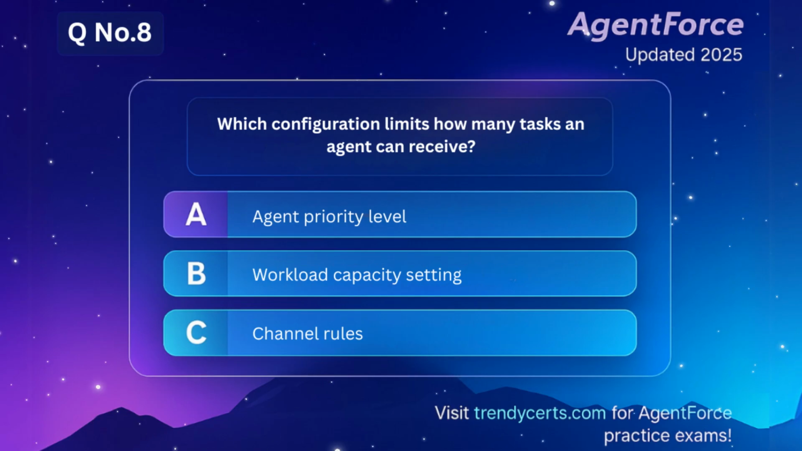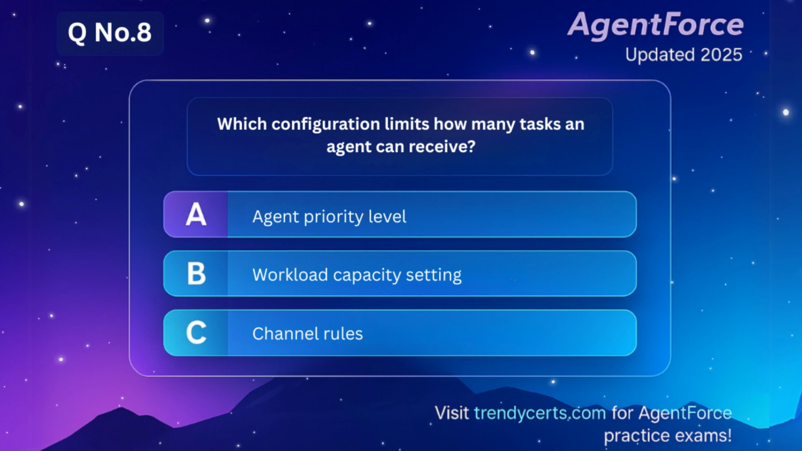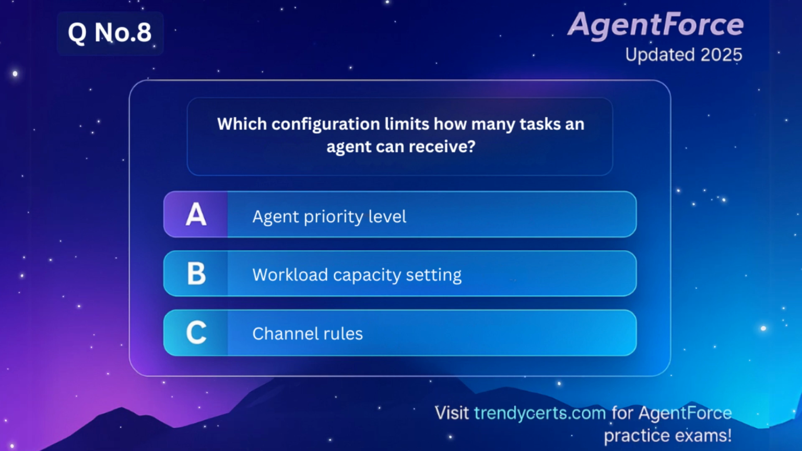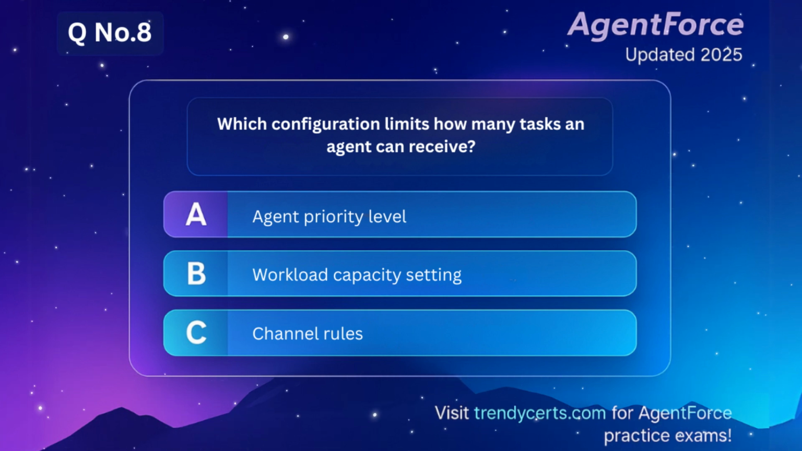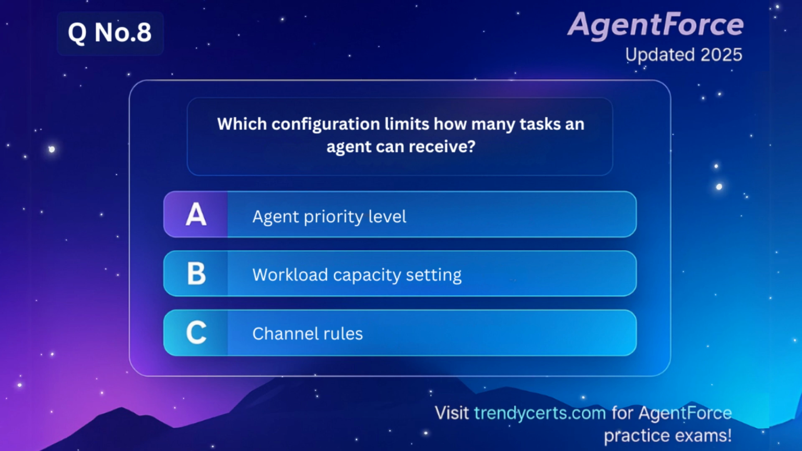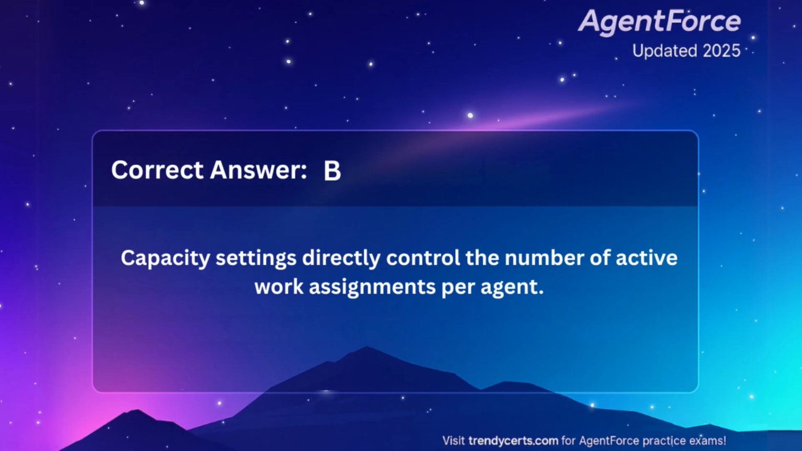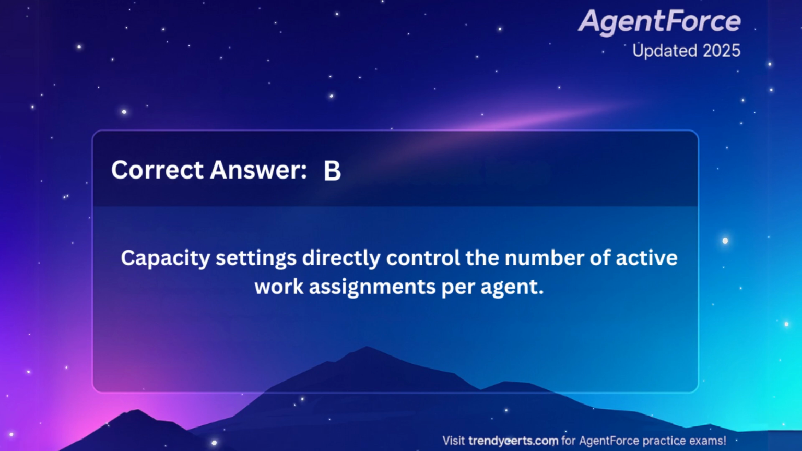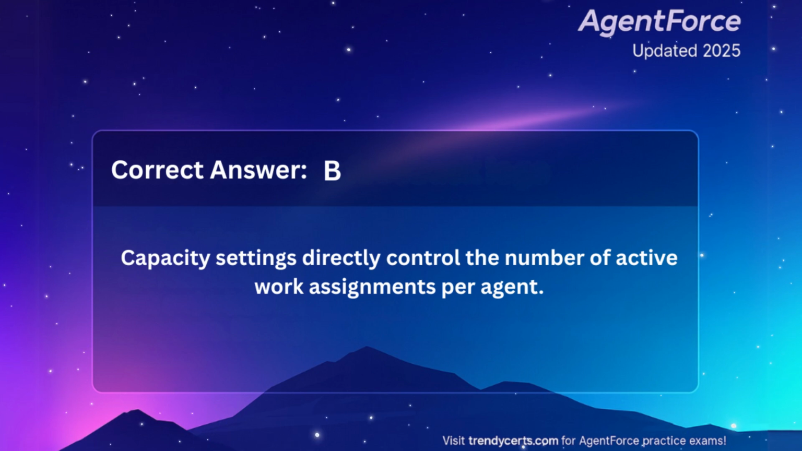Which configuration limits how many tasks an agent can receive? A, agent priority level. B, workload capacity setting. C, channel rules. Correct answer, B, workload capacity setting. It defines the upper limit of active tasks an agent can handle.